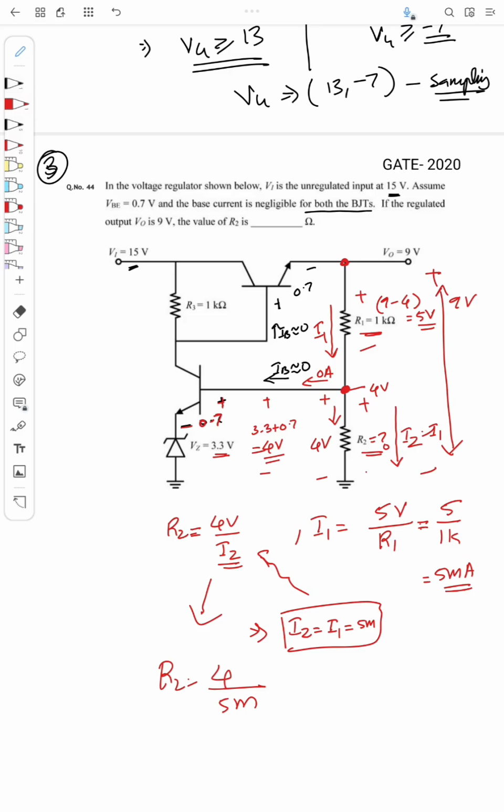Okay, so what will be the value? The value will be 0.8 kilo ohm, or 800 ohm. So that is the answer. Here the R2 value is 800 ohm.